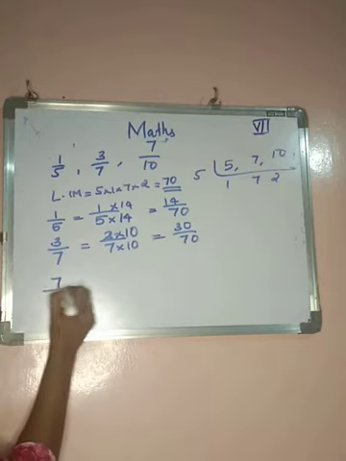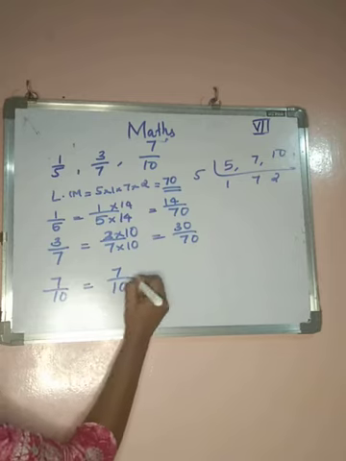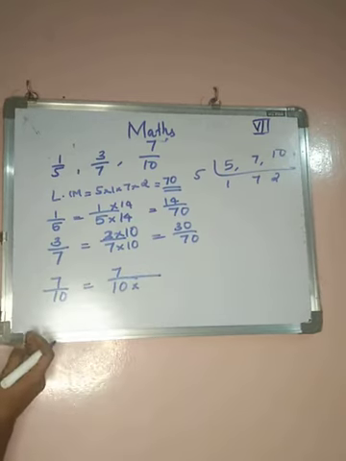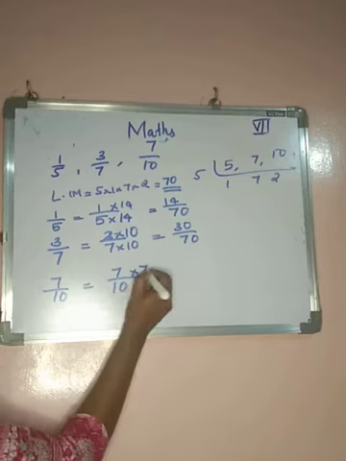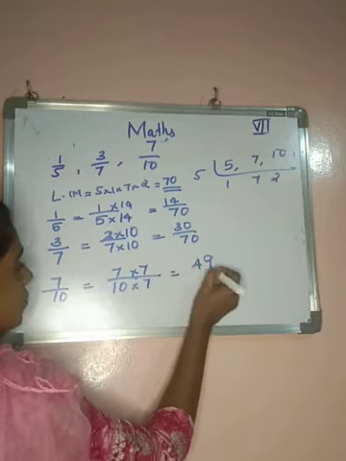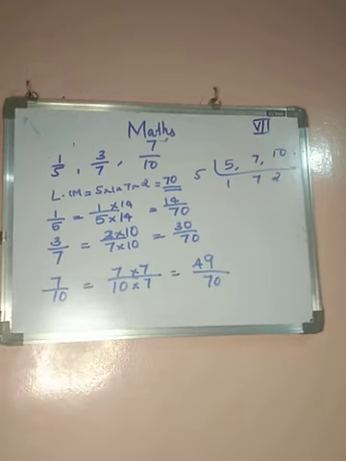The last one is 7 by 10. We get 7 by 10. 10 is the denominator, and this denominator is converted to 70. So the numerator and denominator are multiplied by 7, which gives 49 by 70. Okay, these are the like fractions.